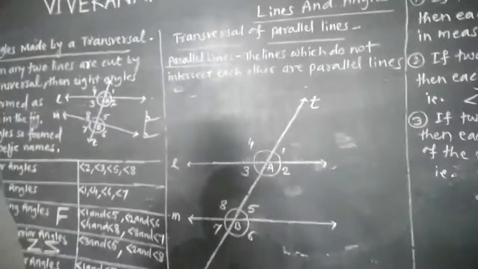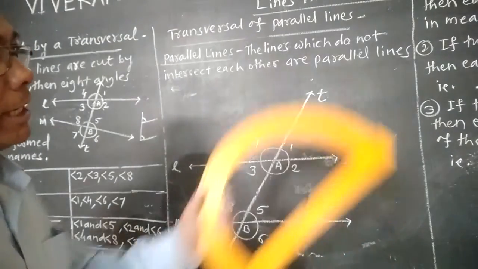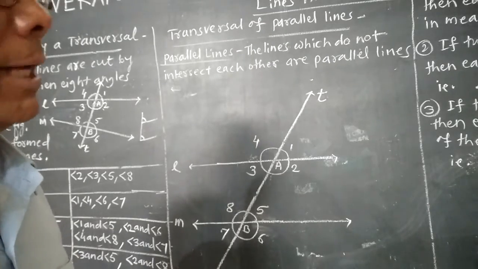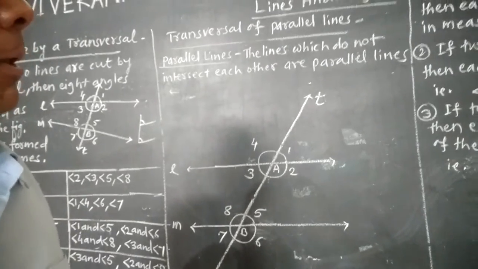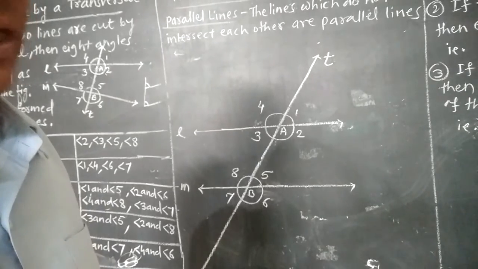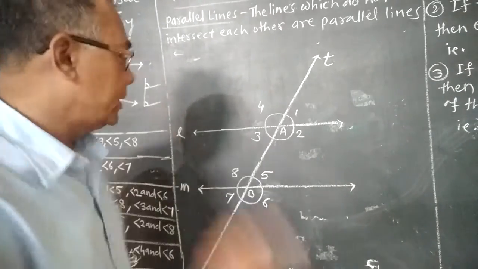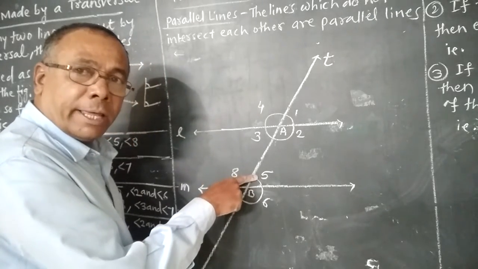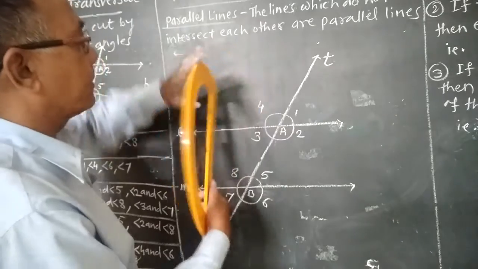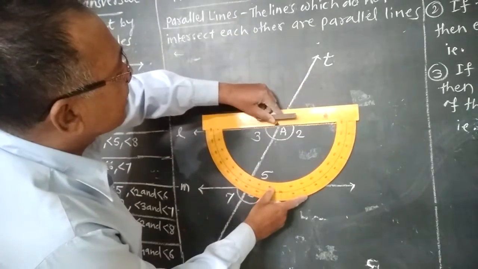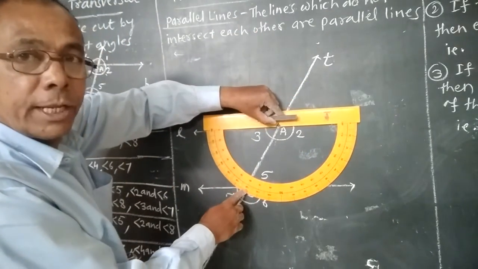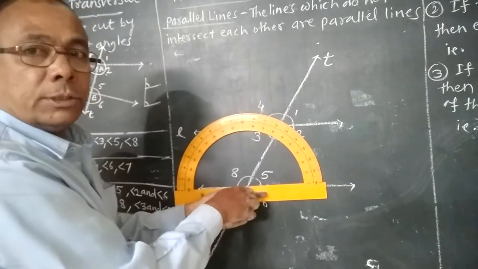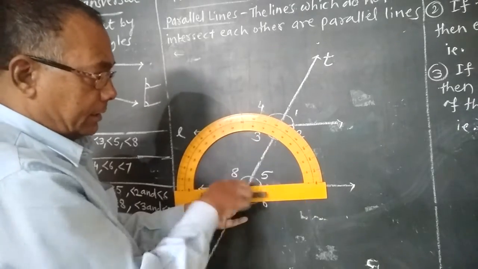Here we will observe in the figure whether, by the second condition, if two parallel lines are cut by a transversal, then the pair of alternate interior angles are equal. I told you about the Z shape; here is the Z, so angles 3 and 5, which angles are they? Alternate interior angles. Now if we measure here, angle 3 is 60 degrees and angle 5 is also 60 degrees.